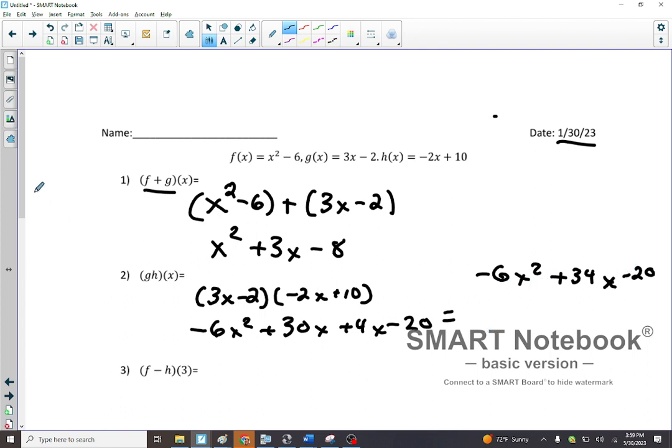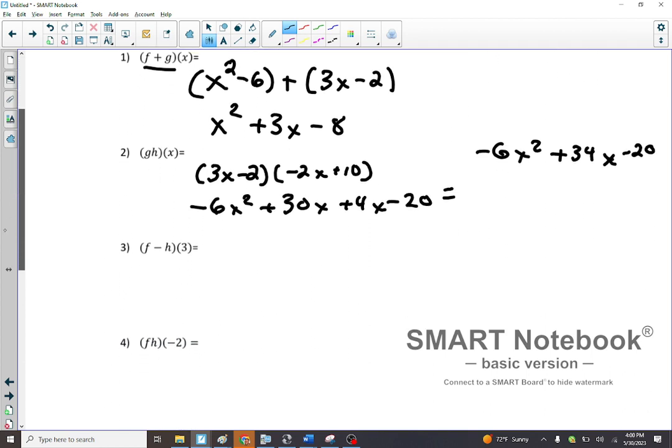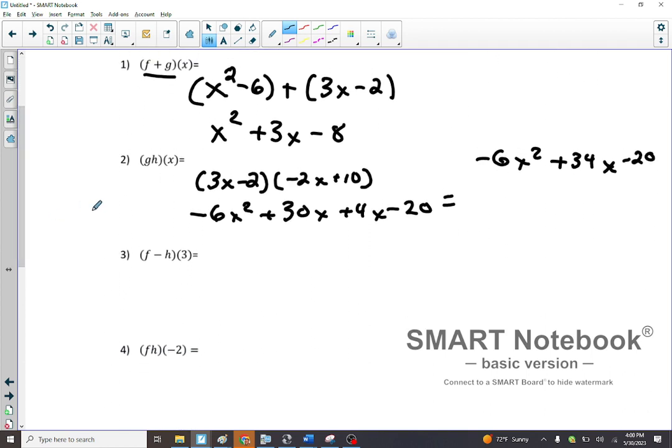The whole test is multiple choice? Except the graphing. The graphing's not multiple choice. Wait, what's the negative 6x squared after the equal sign? That's over here, and that's just me combining like terms. Is that the answer? This will be the answer in the multiple choice.